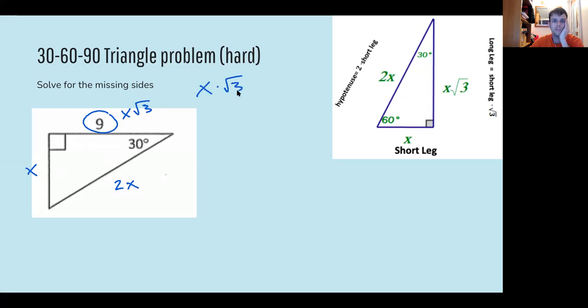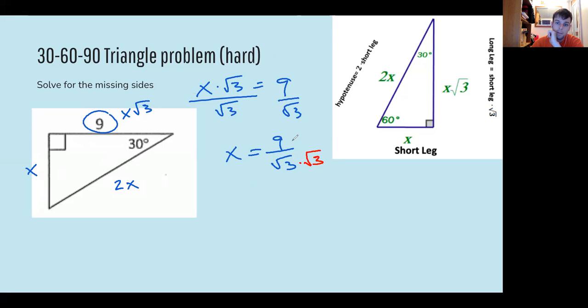x times the square root of 3 equals 9. Divide both sides by the square root of 3. And we get x equals 9 over square root 3. Again, this is not the preferred form of our answer, but for right now, I would accept it. Really, we should rationalize this. So I'm going to go ahead and do that.